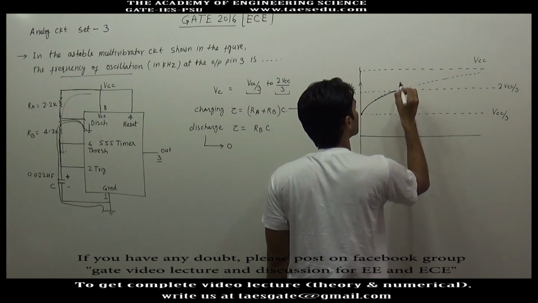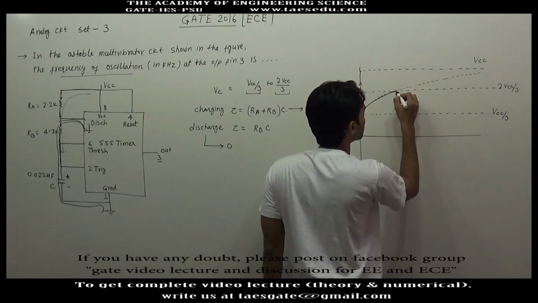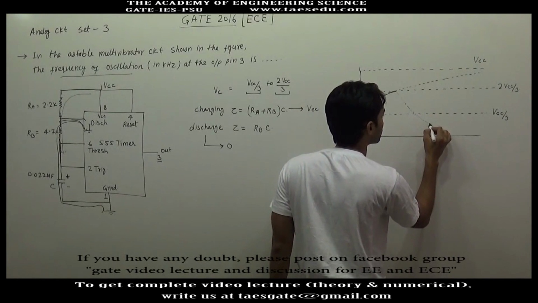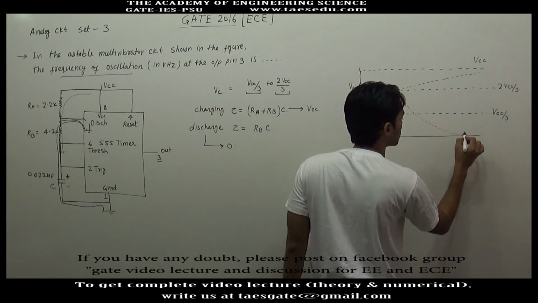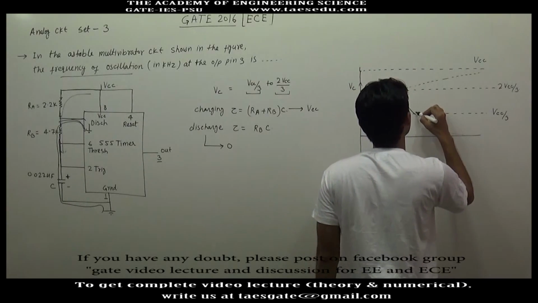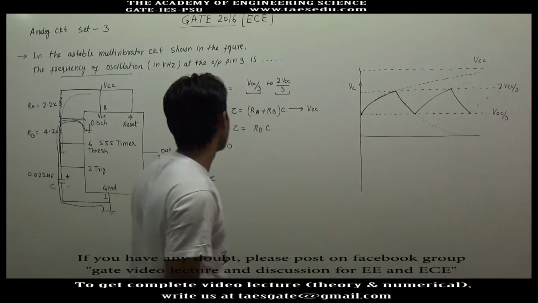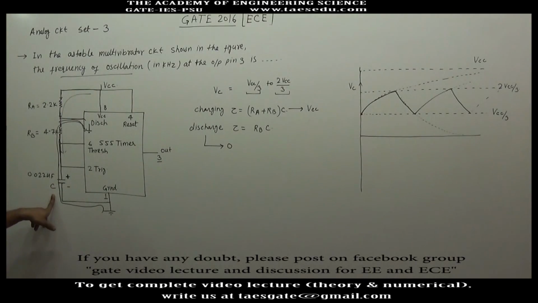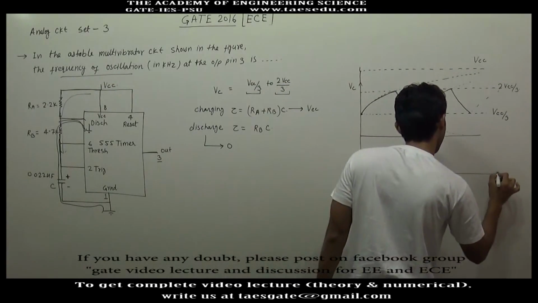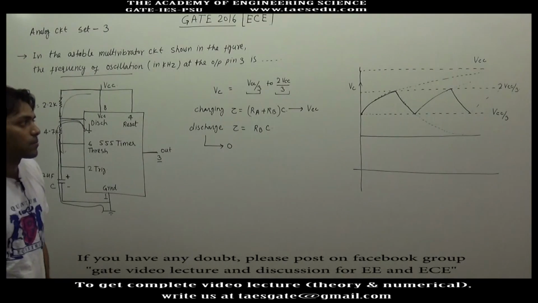and when it will hit 2 VCC by 3, this switch is connected and it starts discharging, and it discharges towards 0 volt. So after this point, first I am drawing the dotted graph. Its tendency is to discharge towards 0, but again when it will hit VCC by 3, it will start charging. So this way the graph of capacitor voltage will be periodic. When the charging of capacitor happens, output voltage will be high. When it discharges, output voltage will be low. So the frequency of output voltage at pin 3 will be equal to the frequency of capacitor voltage.